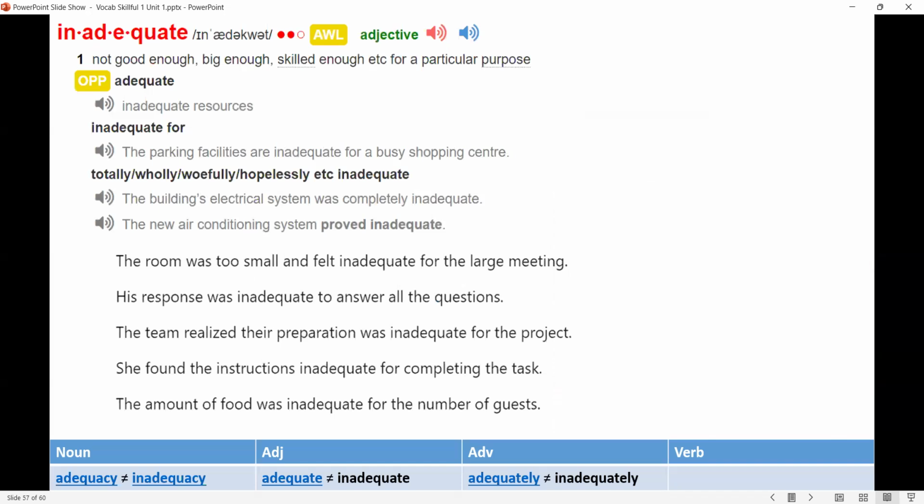Inadequate. Inadequate means not good enough, not big enough, not enough. Opposite of adequate. Inadequate resources. Inadequate resources for. The parking facilities are inadequate for a busy shopping center. The room was too small and felt inadequate for the large meeting. So inadequate for something. His response was inadequate to answer all the questions.